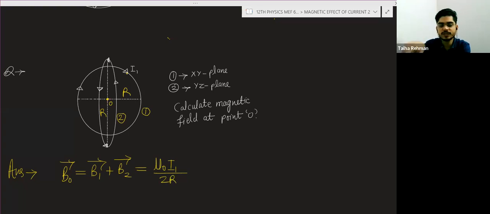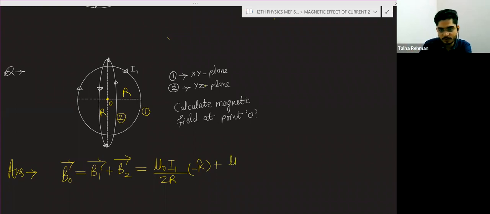Now for the direction, this coil is in the XY plane, so the direction of the magnetic field will always be along the Z axis. When you apply the modified right hand thumb rule, you will get the direction inwards. Inwards means negative K cap, and plus for B2, for this coil 2. Now this coil 2 is in the YZ plane. You will apply first the formula for the magnitude.